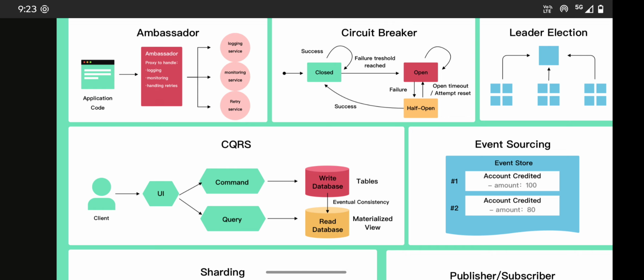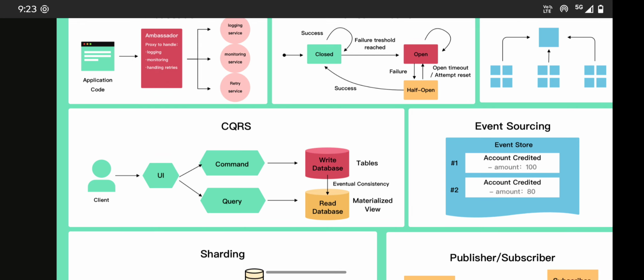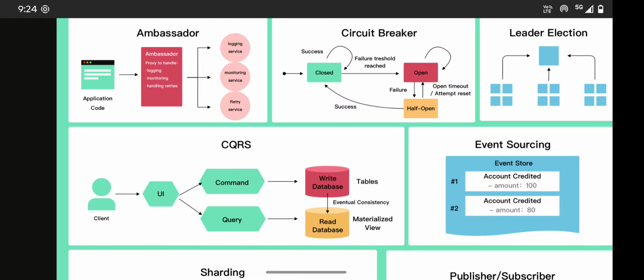Ambassador: you can follow the design pattern to build a proper kind of proxy to handle all these services properly. Okay. The second thing is the circuit breaker mechanism.